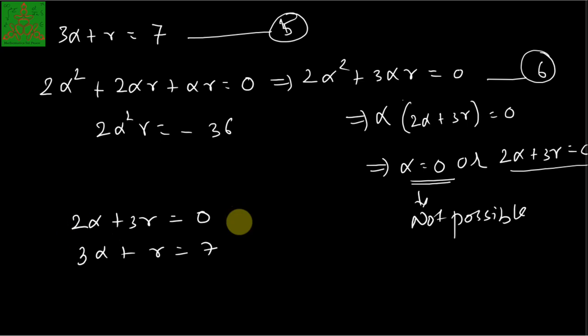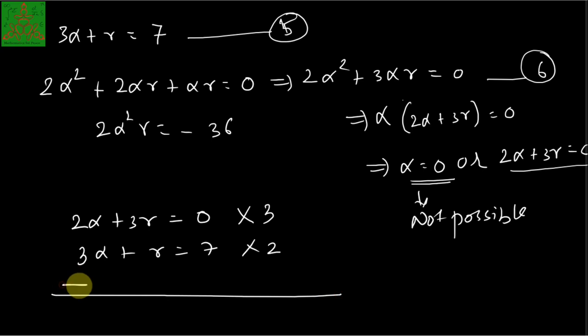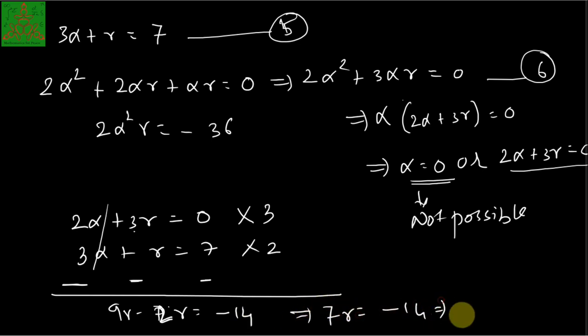So I can multiply this equation by 3 and this equation by 2, and then subtract these equations. Then this will become 6, so this will be cancelled out. This is 3 times 3, which is 9 gamma, minus 2 gamma, equal to minus 14. So this gives you 7 gamma equal to minus 14, so that gives you gamma equal to minus 2.